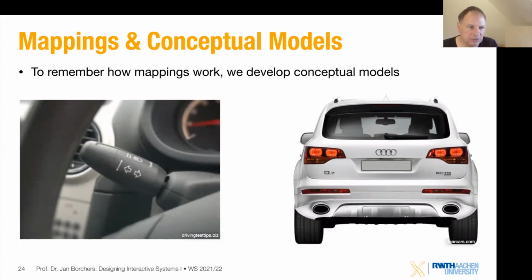Let's take this example. There is an indicator lever in your car, right? And to turn on your right indicator, you have to move the indicator up. And to turn on your left indicator, you have to move the lever down. That is not a natural mapping. Or is it? Why do you think it's designed that way? And why do you think it becomes easy to learn after just a short moment?